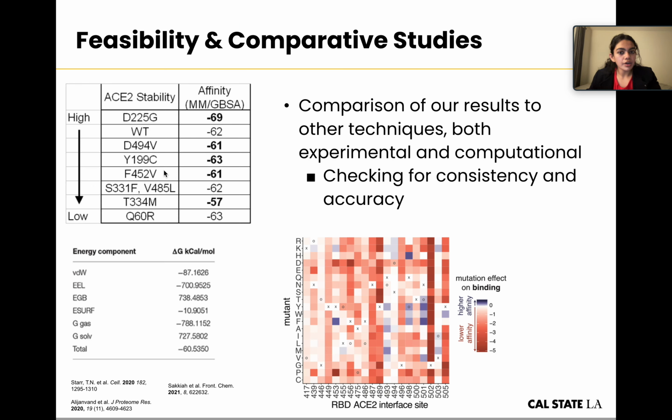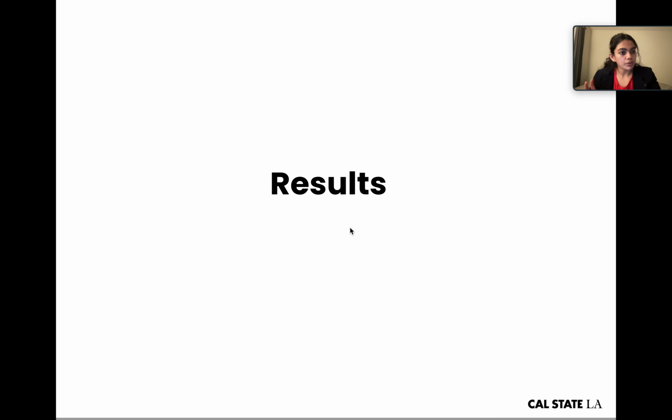Now, the other part of our research has been comparing the values that we get to other techniques. So that includes computational approaches, as shown on the left side here, and also an experimental approach, which is shown on the bottom of the screen. So that's our approach, and so now I'm going to discuss what we've done with this approach.